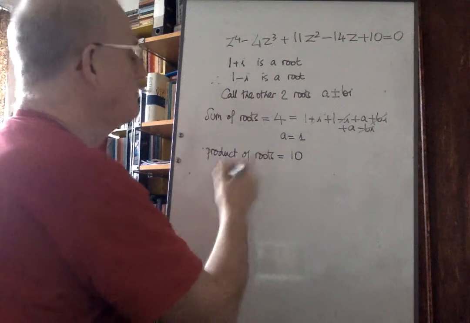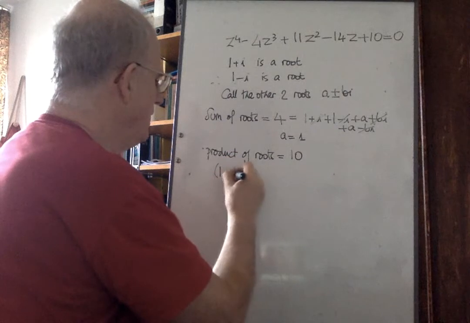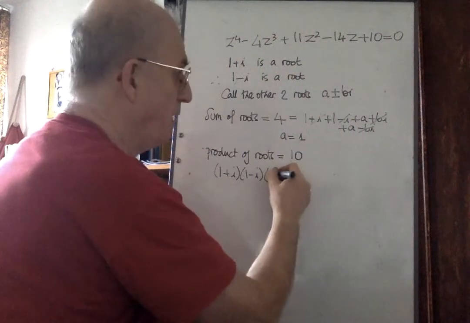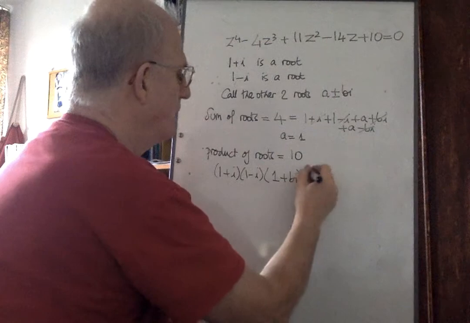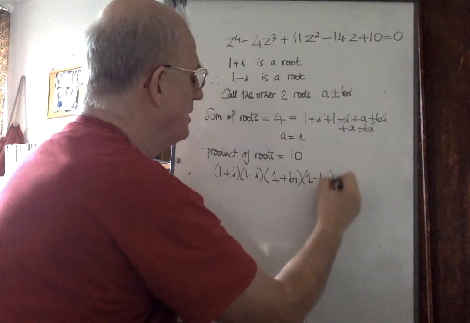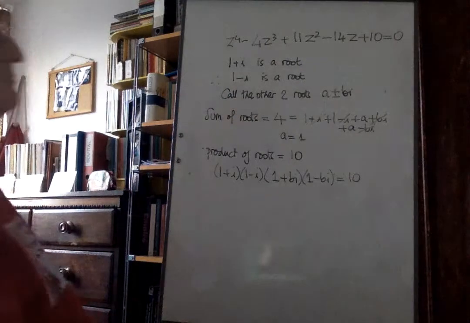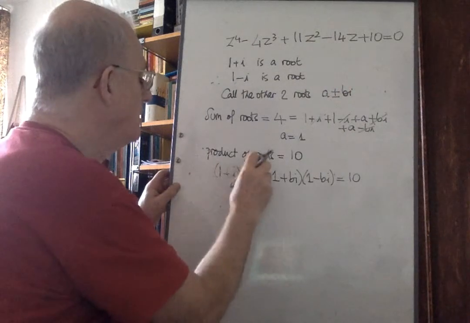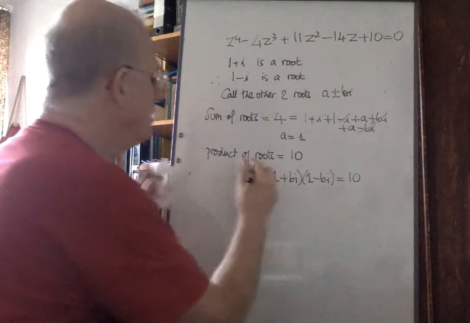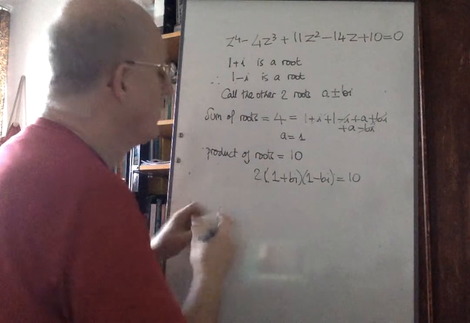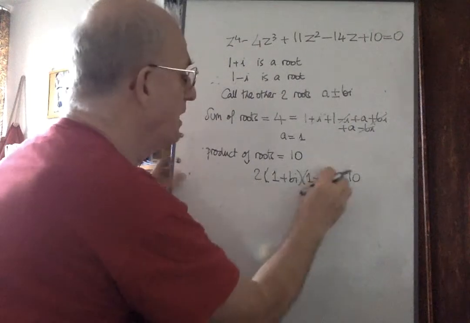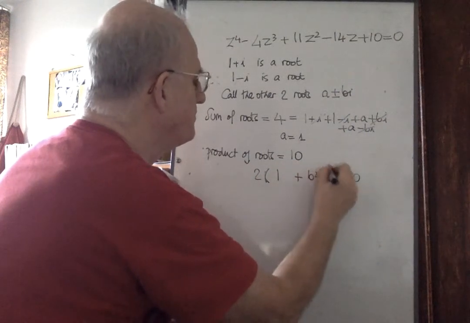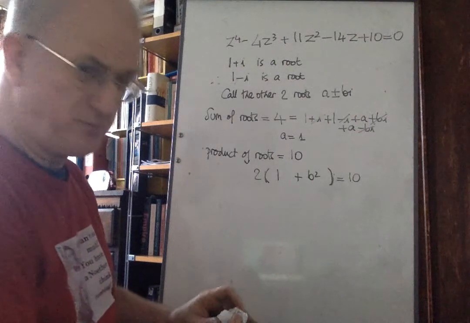So what we got is that 1 plus i times 1 minus i times a plus bi, and we know a is 1, so that's 1 plus bi times 1 minus bi is equal to 10. 1 plus i times 1 minus i is just 2. 1 plus bi times 1 minus bi is just 1 plus b squared. So twice 1 plus b squared is equal to 10.